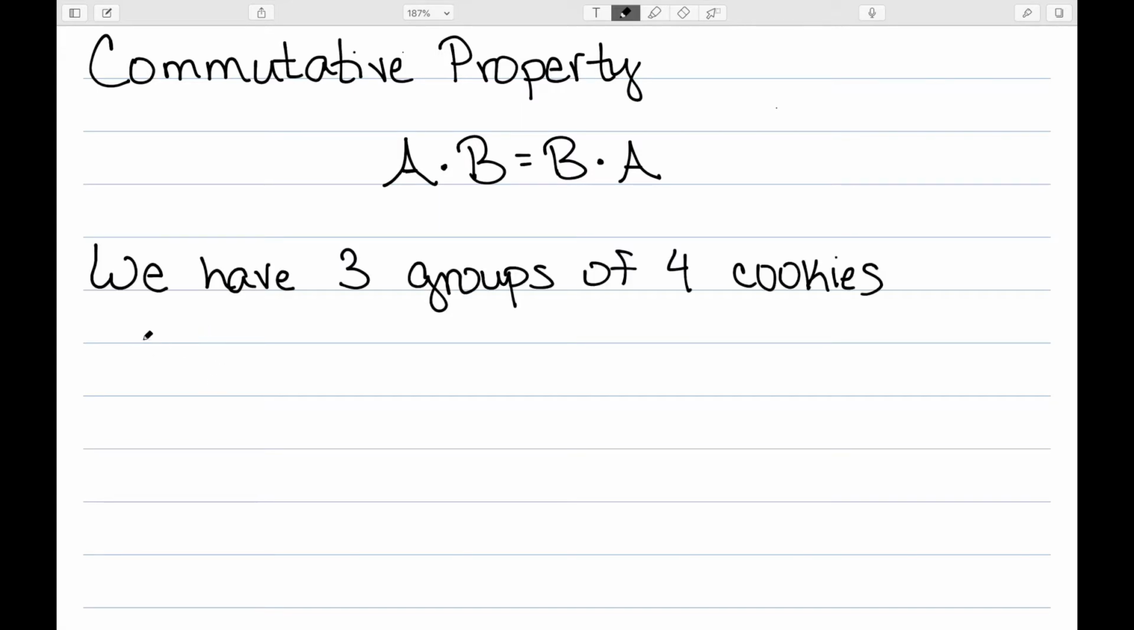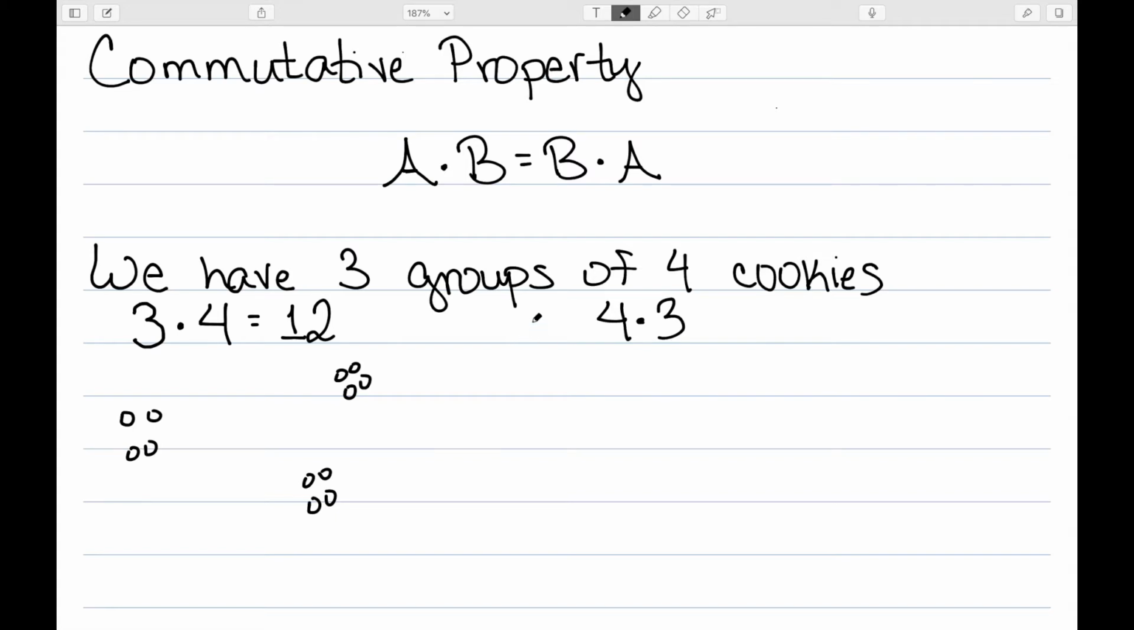Let's suppose we have 3 groups of 4 cookies. Our current definition of multiplication says we look at the number of groups times the number in one group. So 3 times 4 would be our total number of cookies. If we draw a picture, here's 4 in this group, 4 in this group, and 4 in this group, and we have 12. So how can we see that that's the same thing as 4 times 3?